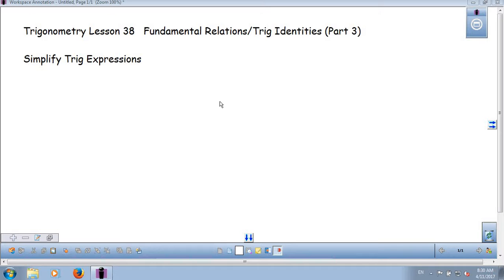Last lesson we talked about how to simplify trigonometry expressions using the fundamental identities, fundamental relations. Today we're going to continue to do that. We are going to do several examples. So let's go ahead and start with some examples for today.